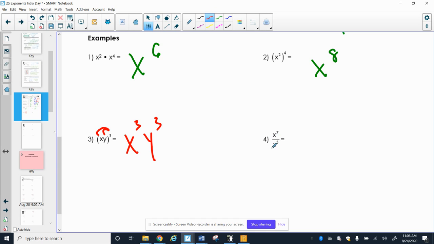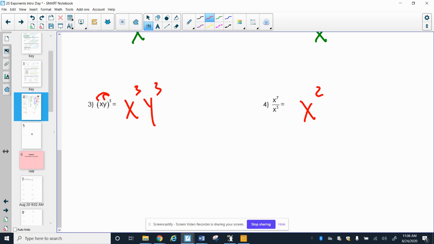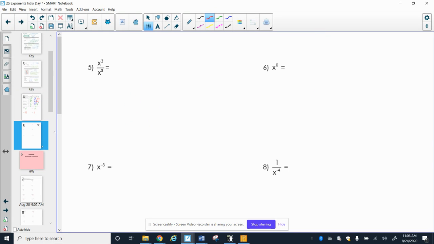Okay. Number 4, x to the seventh over x to the fifth. Well, now we're dividing our powers. Remember, we subtract the exponents. So x squared. Okay. Got some more. Next page. Number 5, x squared over x to the eighth. Well, we'd subtract them. So this is going to become x to the negative sixth. Remember, we would never leave our answer like that. Okay, so if it's x to the negative sixth, we're going to rewrite that as a positive exponent. That's 1 over x to the positive sixth.